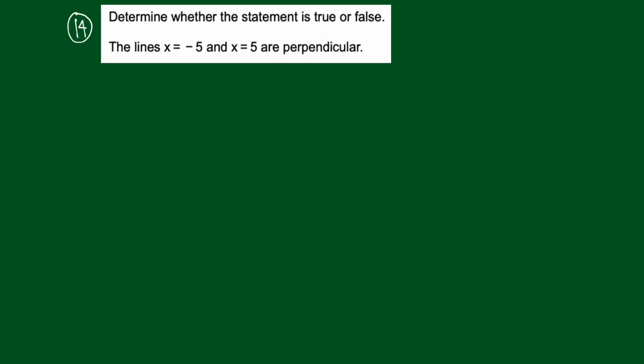So true or false? This line here, that's a vertical line passing through -5, and this line here are perpendicular. Well, no, look, I don't think so, right? This is vertical. Oh, that's no good. This is vertical. This is vertical. Two vertical lines are not perpendicular, so this is false. Now, if they would have said this, x is -5 and y equals -5, this is vertical, this is horizontal, then I would have said true.